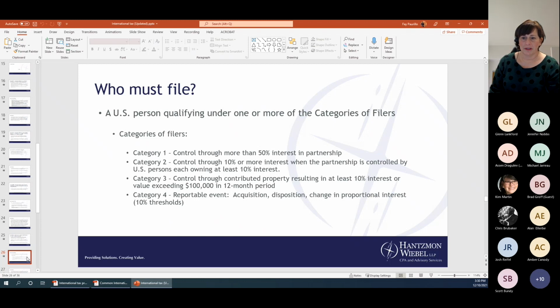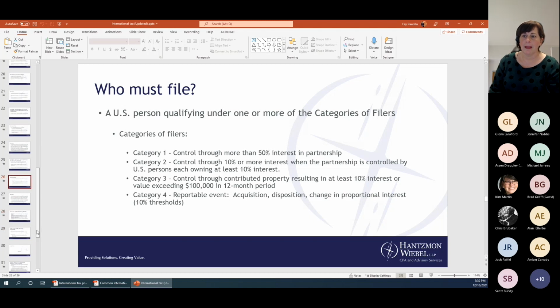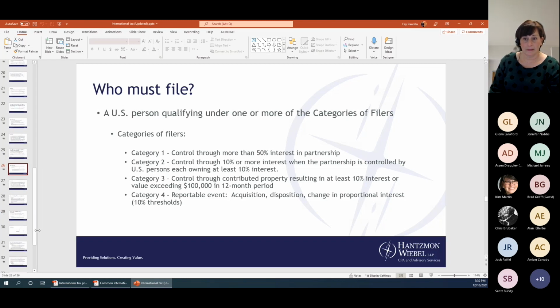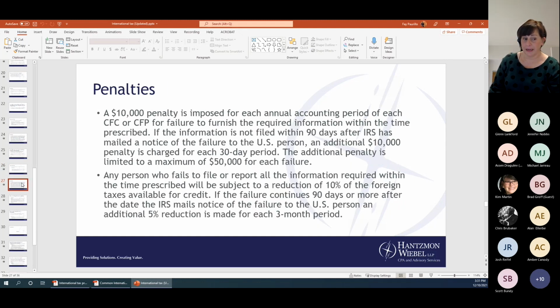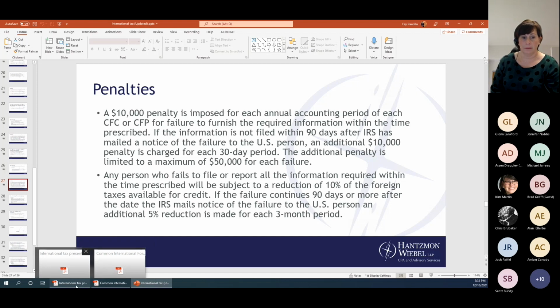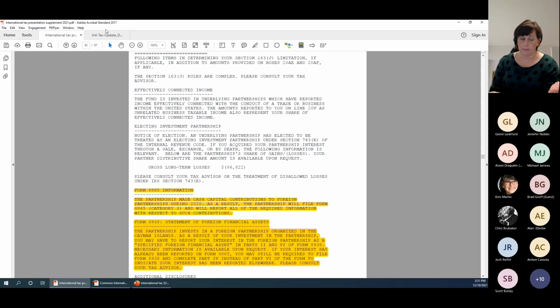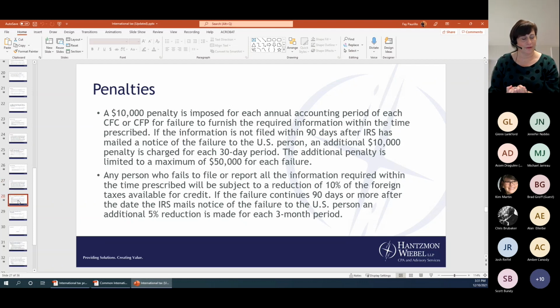So, U.S. persons qualifying under the following categories you see here are all required to file an 8865. The penalties for not filing are the same as with the 8858. So that's $10,000 per year, and then if you receive a notice and don't file within 90 days, again, $10,000 per year up to a max of $50,000. I'm going to turn this back over to Faye.